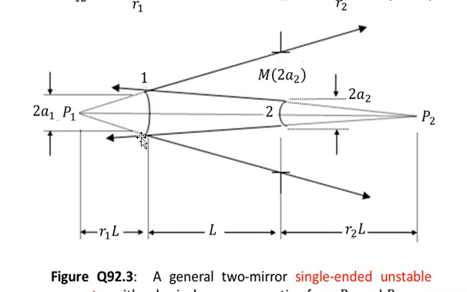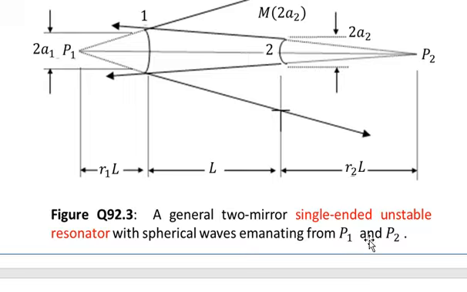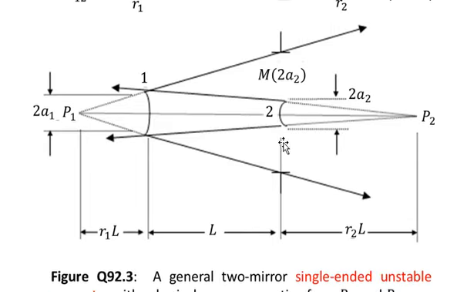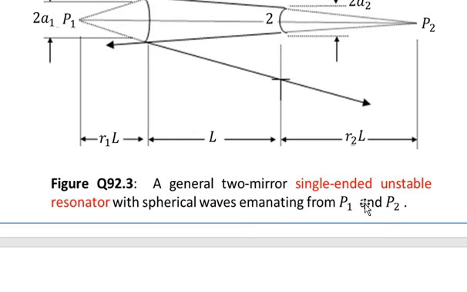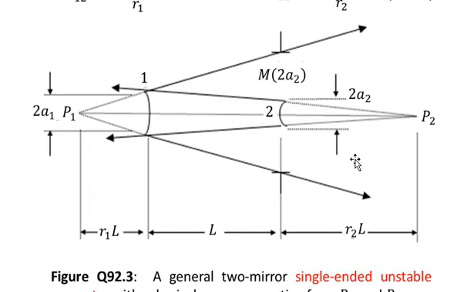This is why it is called a single-ended unstable resonator: only one end, the aperture at the location of mirror 2, allows the light to leave the cavity, and light will not leak from the location of mirror 1. So this was the only difference between them.